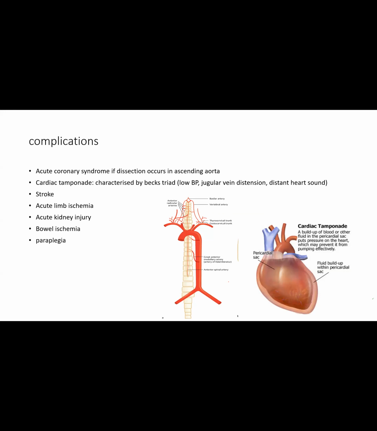And also another problem is cardiac tamponade. Cardiac tamponade can form when an aortic dissection ruptures into the pericardial sac and rapidly fills it. The blood-filled pericardium compresses the ventricles and does not give them enough ability to contract and get blood out of the heart, and therefore it causes low blood pressure, jugular venous distension, and distant heart sounds. And this is known as Beck's triad.